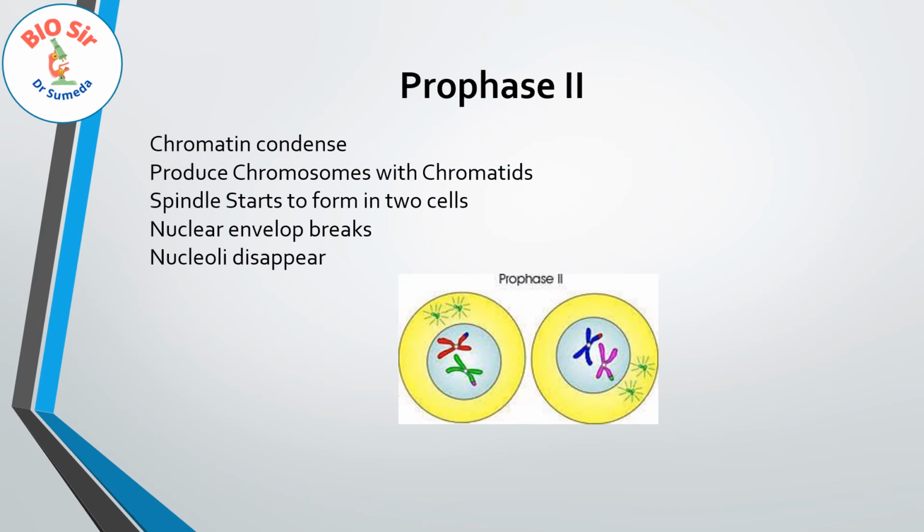In prophase 2, again chromatin will be condensed into chromosomes with chromatids. We can see in this figure that because of crossing over and exchange of chromosome parts, we will have different chromosomes in each cell. And the spindle starts forming in the 2 cells, the nuclear envelope breaks and the nucleolus disappears.